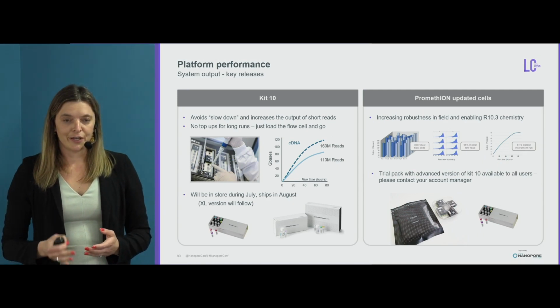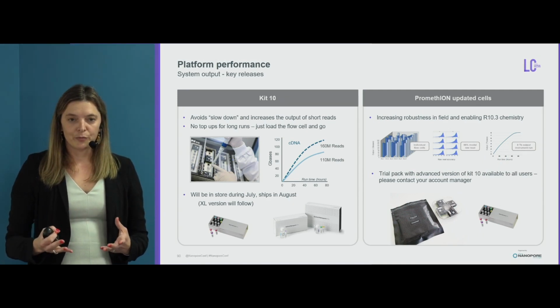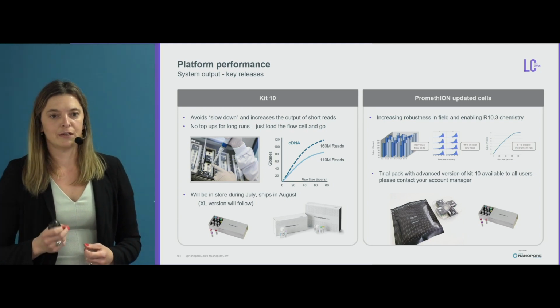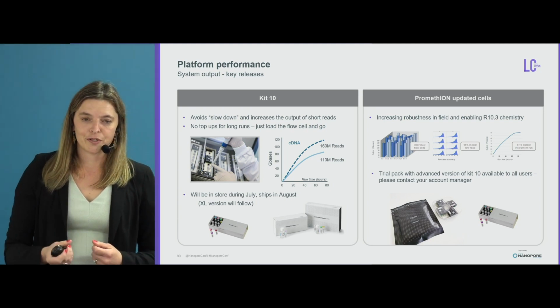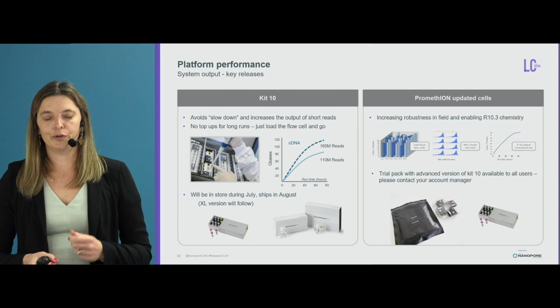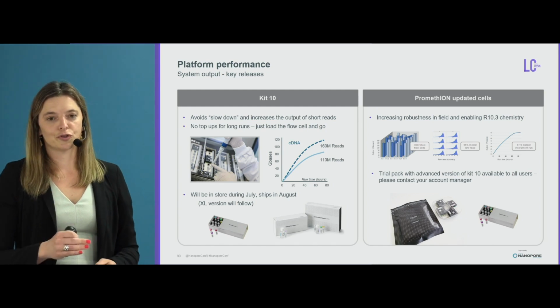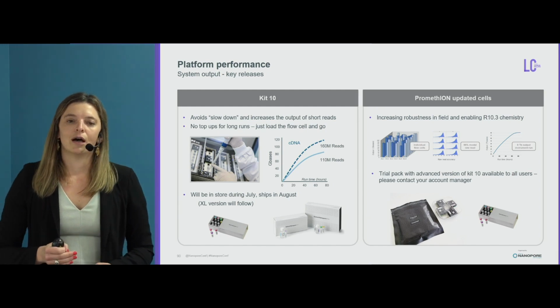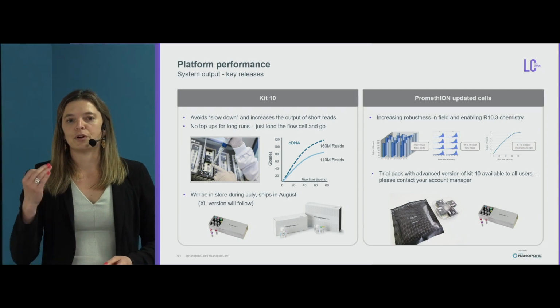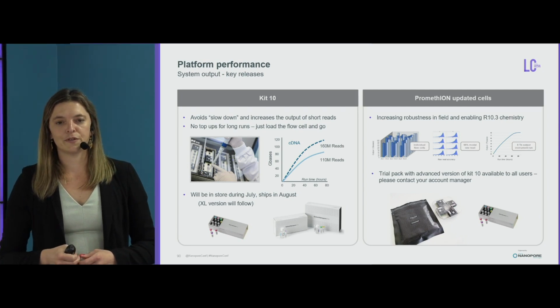So just to reiterate key upgrades on the output that are shipping, Kit 10 will be installed during July, ships in August, XL versions will follow. You don't need to top up anymore for short read libraries, things like cDNA. You can go from sort of 100 million to 160 million reads on your PromethION flow cell.